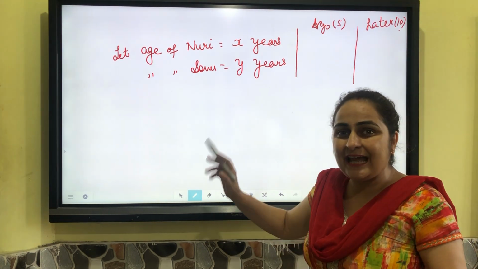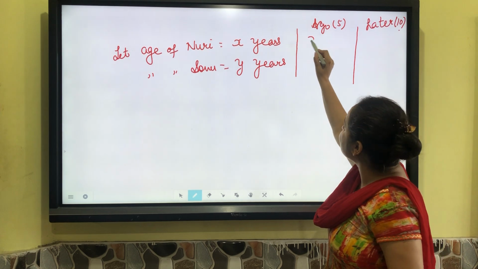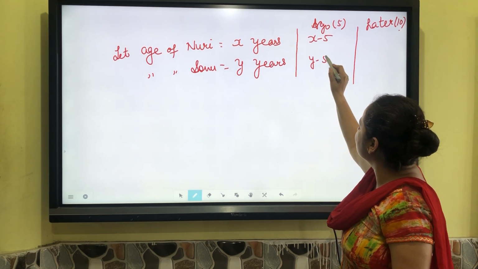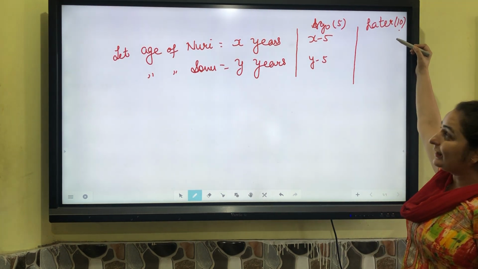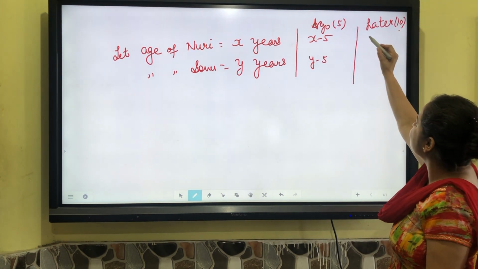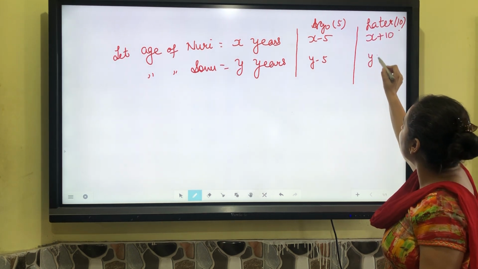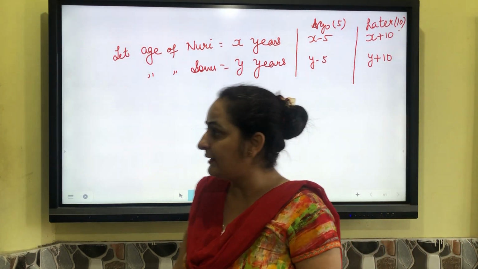Now, what's the age of Noori before 5 years? The age of Noori is x minus 5 and Sonu is y minus 5. And after 10 years, what's the age of Noori? That is x plus 10. And what's the age of Sonu? y plus 10. Now, let's calculate the question.